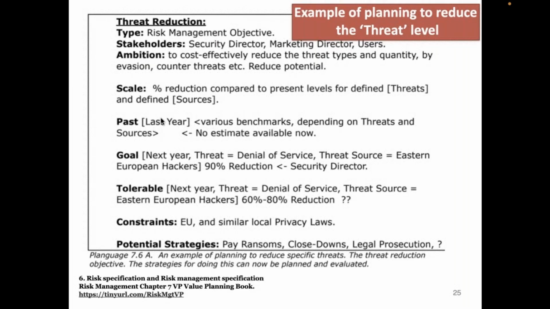And then how bad is it up to now, the past level? How good do we want to be in the future, goal level? What's the minimum we have to do to stay in business, even though we don't yet reach our longer term goal of 90%? And what constraints do we have to respect when dealing with this, like privacy laws, GDPR? And what potential strategies are people thinking about, but we haven't yet in detail estimated their costs, their risks, their side effects, and things like that. So that's a later stage.